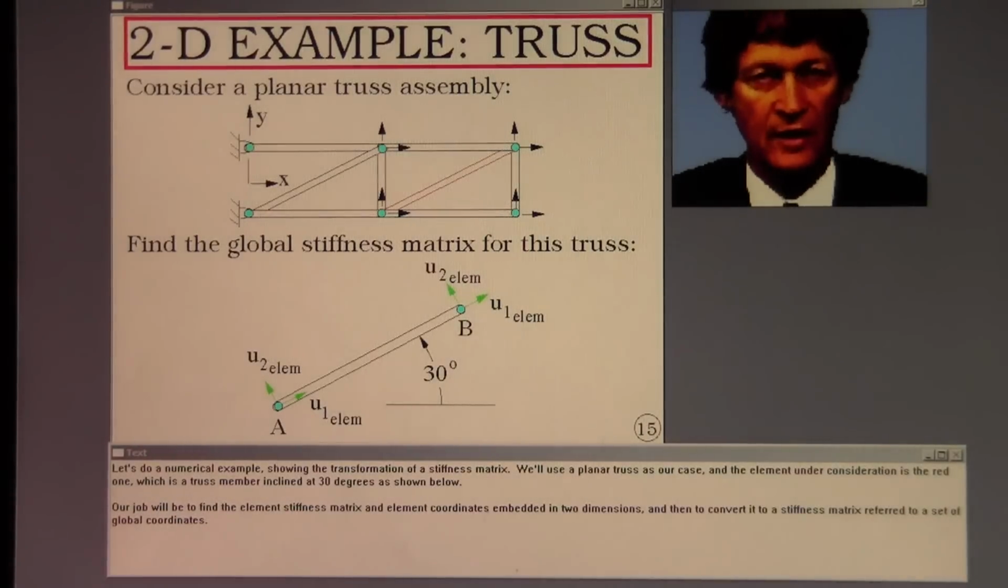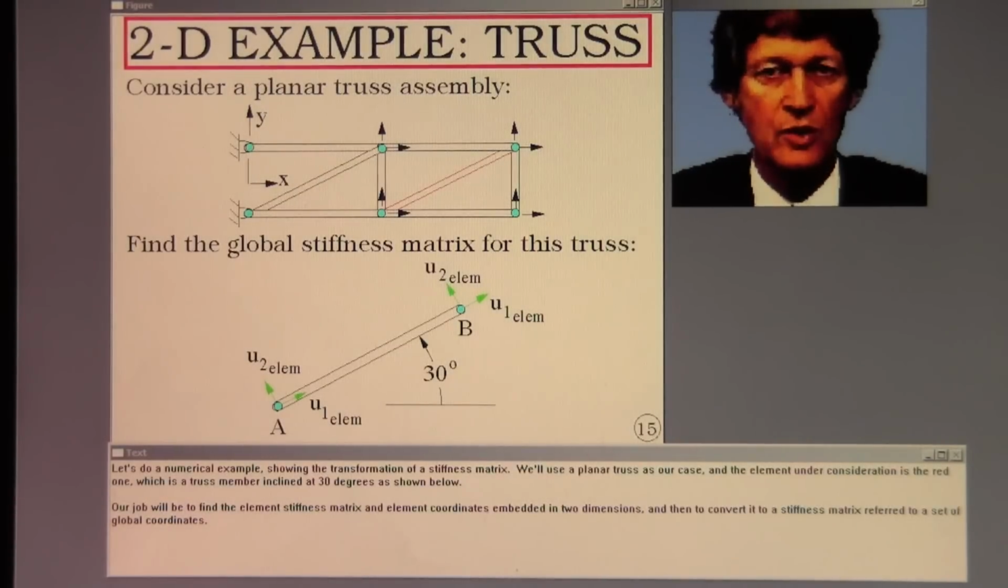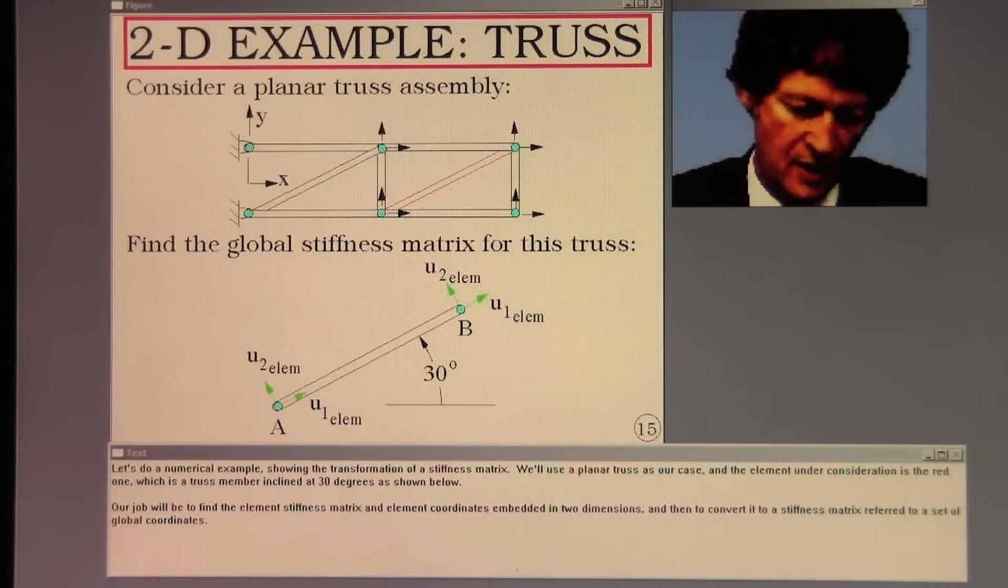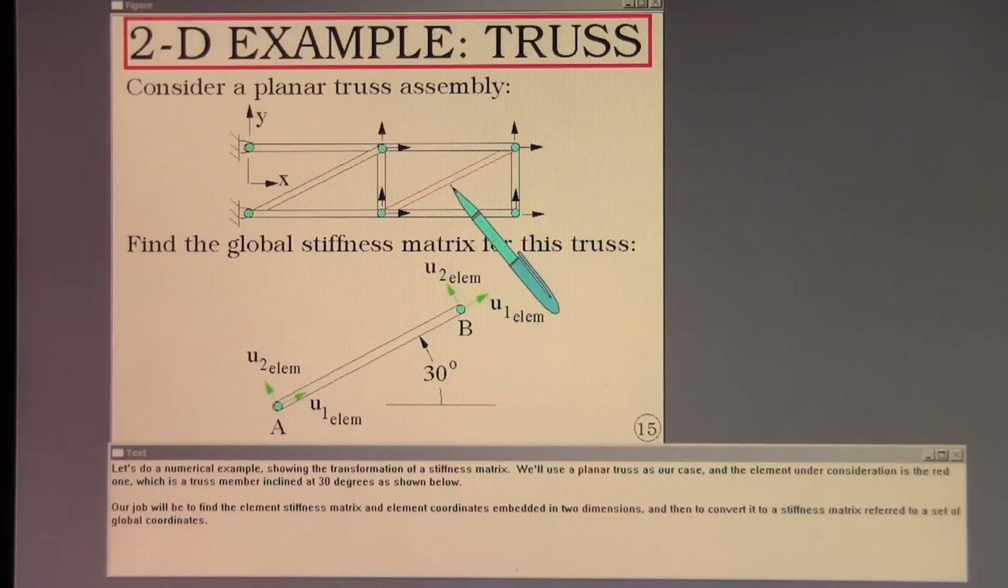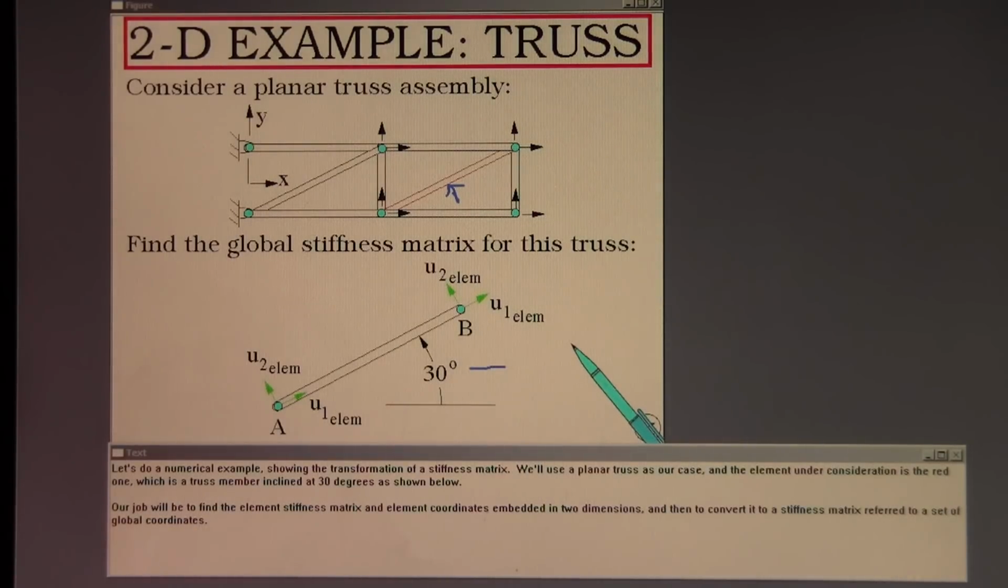Let's do a numerical example showing the transformation of a stiffness matrix. We'll use a planar truss as our case, and the element under consideration is the red one, which is a truss member inclined at 30 degrees as shown below. Our job will be to find the element stiffness matrix in element coordinates embedded in 2 dimensions, and then to convert it to a stiffness matrix referred to a set of global coordinates.